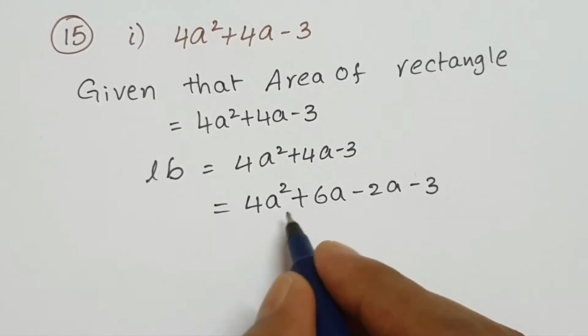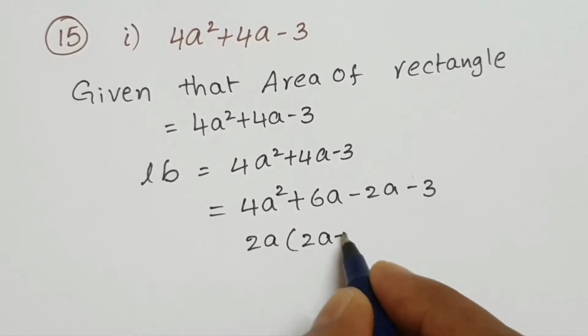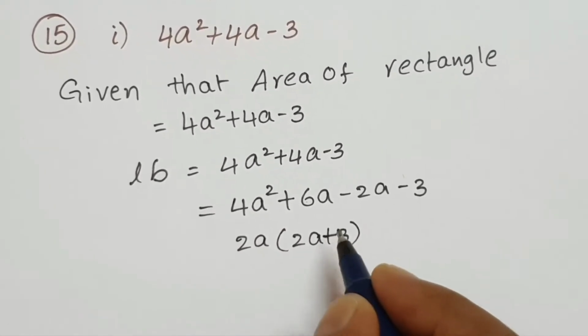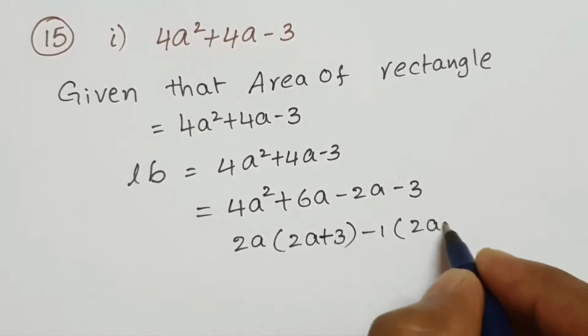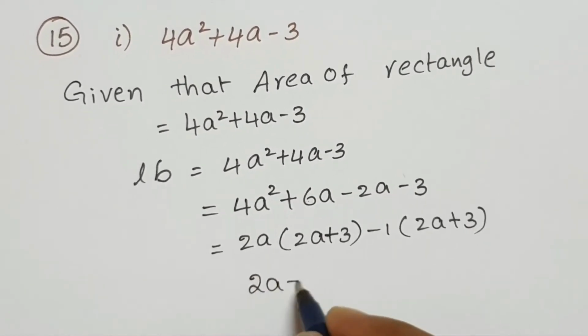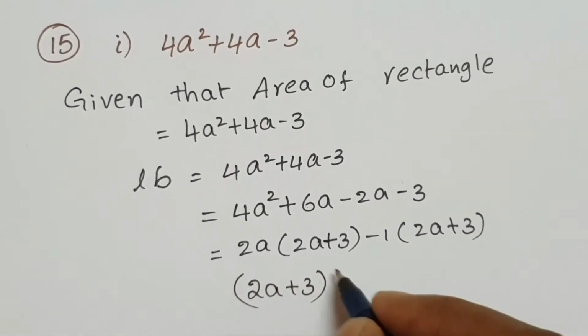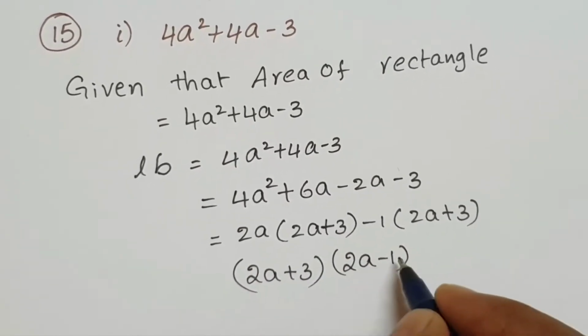In these first two terms take 2a common: 2a plus 3. And again here there is no common, so take minus 1: 2a plus 3. Next, the common bracket is 2a plus 3, and the remaining is 2a minus 1. So the factors are 2a plus 3 and 2a minus 1.